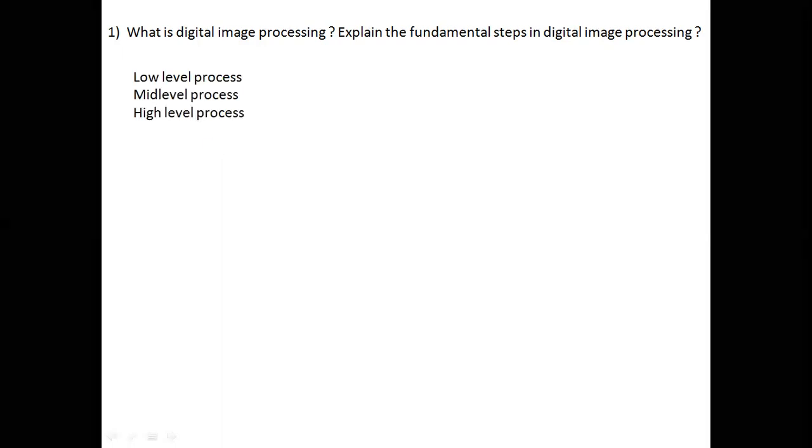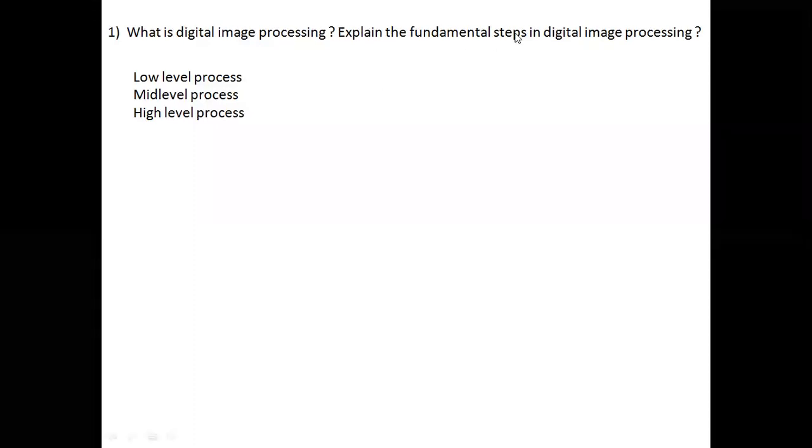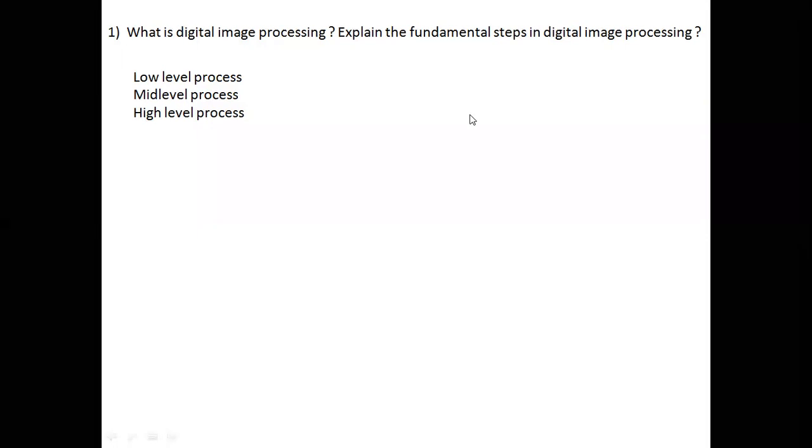Whatever the type of processing, it comes under three categories. These are the main three types: low level processing, middle level processing, and high level processing. First, let us consider low level processing.